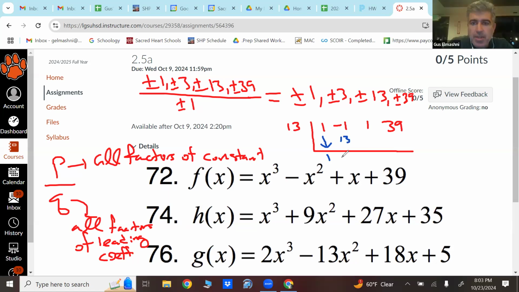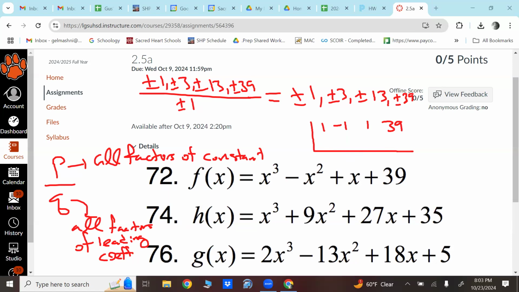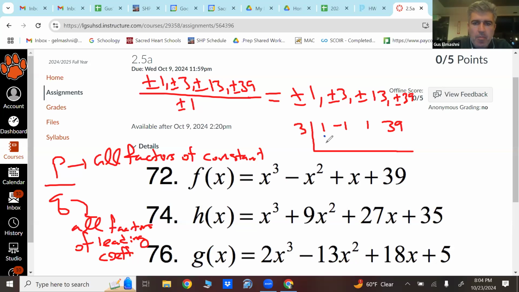But what's -1 plus 13? 12. Okay, now 13 times 12, that's a really big number. So I'm going to ignore that because it's just not going to work itself out very nicely. In fact, I meant to do it with 3. I don't know why I did 13. Okay, so let me bring the 1 down. And then you do 3 times 1, which is 3, and you add, and you repeat.